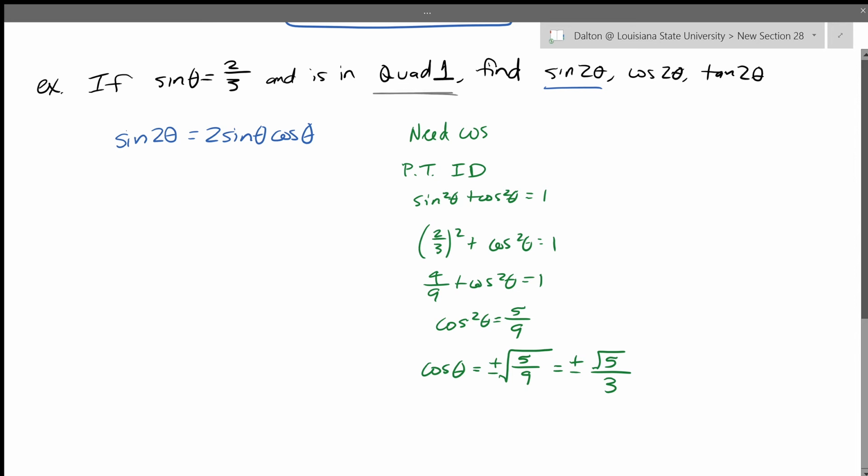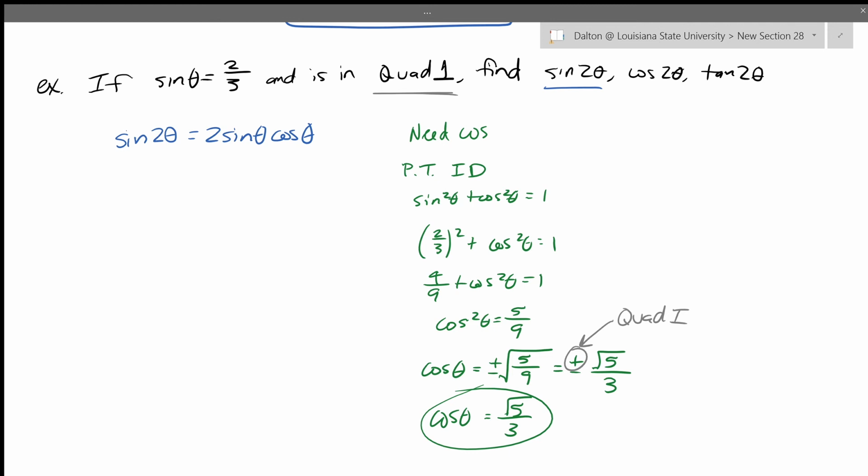So that's the key, that's why we need to choose the positive, because we are in quadrant 1 where everything is positive. So that means we're going to take away from this that the cosine of theta is equal to positive square root of 5 over 3. I'm going to hold on to that value because I'm going to plug it into my double angle formula and then progress.